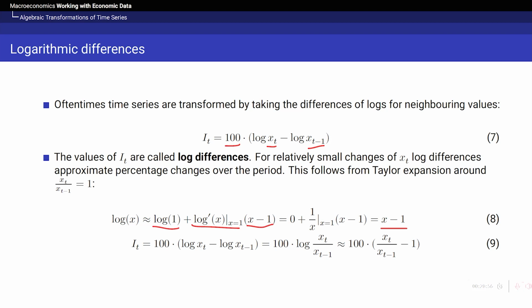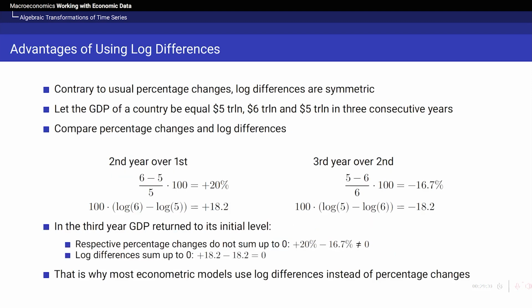Now do the same for the log difference of the time series. Log x_t minus log x_{t-1}, by the properties of the natural log, is equal to the log of their quotient. Using the Taylor expansion that we've just derived, we get that it is approximately equal to 100 times x_t over x_{t-1} minus 1. If you take a closer look at this expression, this is exactly the percentage growth rate of x between the two periods. Compared to percentage changes, log differences are symmetric.